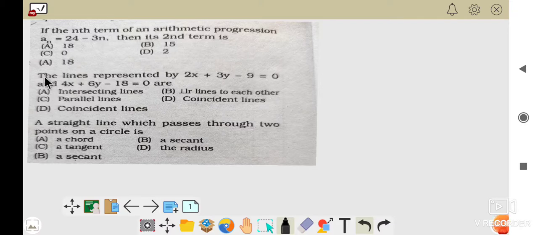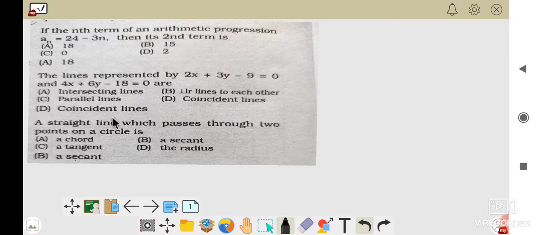So next question, the lines represented by 2x plus 3y minus 9 equal to 0 and 4x plus 6y minus 18 equal to 0 are: intersecting lines, perpendicular lines to each other, parallel lines, coincident lines. So here option D is the correct one. So how is it coincident lines?